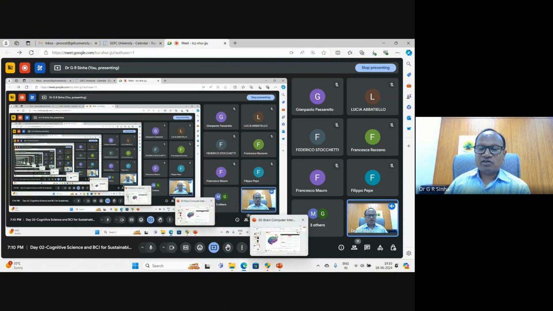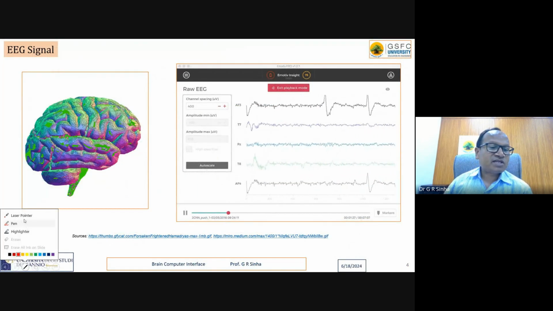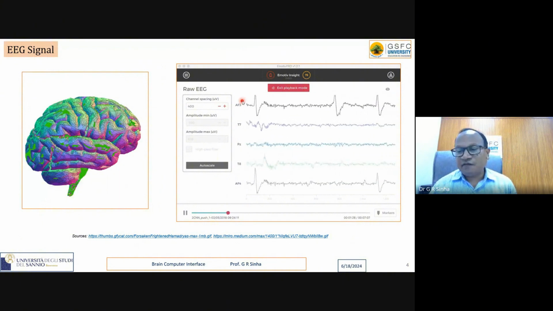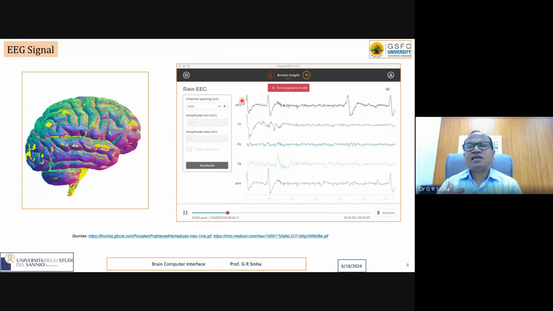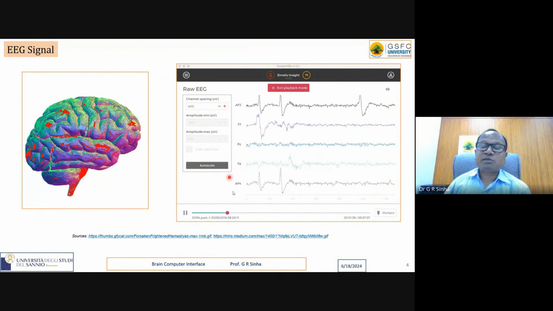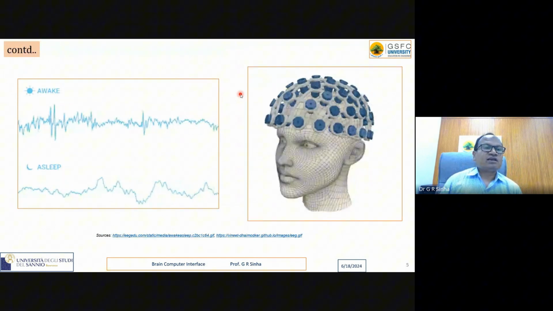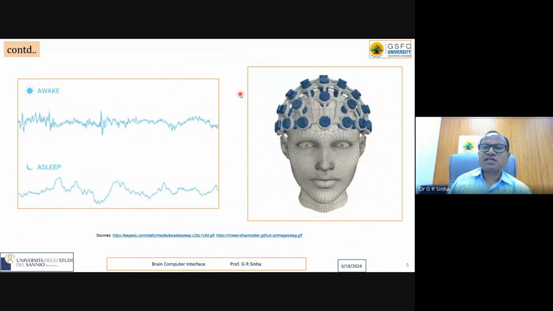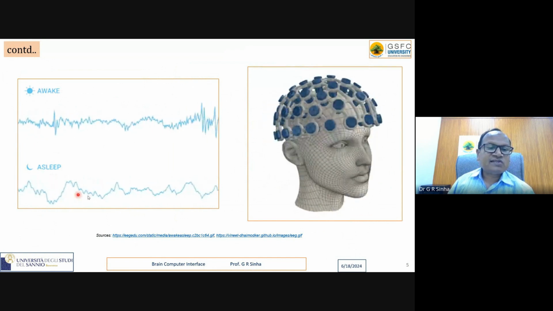So let's again go back to the slide. The main thing I'm trying to explain is that EEG signals of different frequencies are generated from different parts of the brain, which are collected from different channels. So that is about the EEG signal. Now this is just a comparison: when a person is awake and you record the EEG signal, and when a person is asleep, this is the EEG signal.